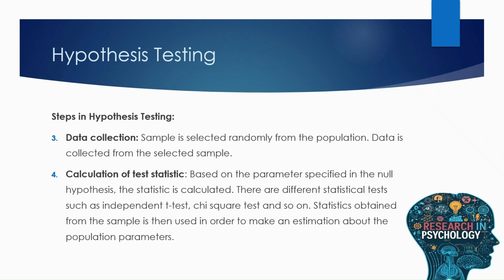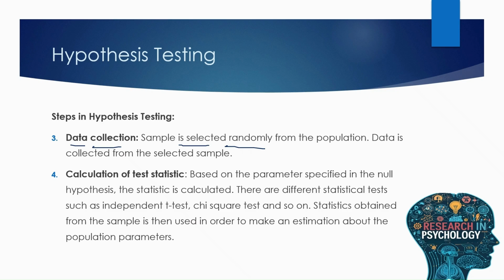Now the third step, that is data collection. We have already stated the hypothesis. We have selected the alpha value. It could be 0.05 or 0.01. Next step is a sample is selected randomly from the population. Okay, what does this mean?